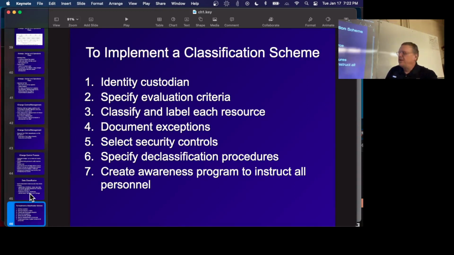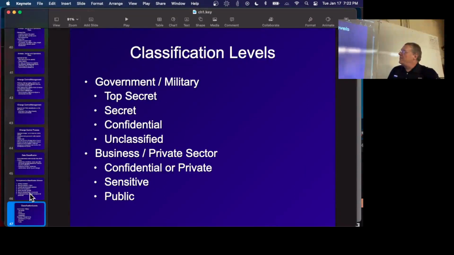All right, so this is the government level. Military has unclassified, confidential, secret, and top secret. And in business and the private sector, you typically just have public, sensitive, or confidential. That's all you have. You don't have anything quite so fancy. But there is confidential stuff which has to be shredded, like your customer records and stuff like that.